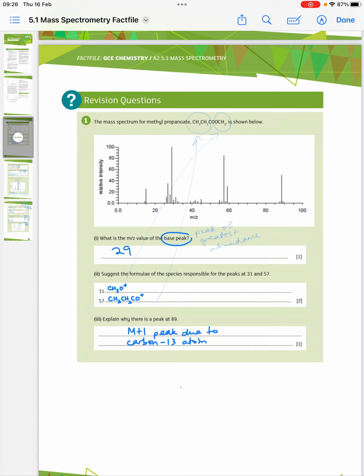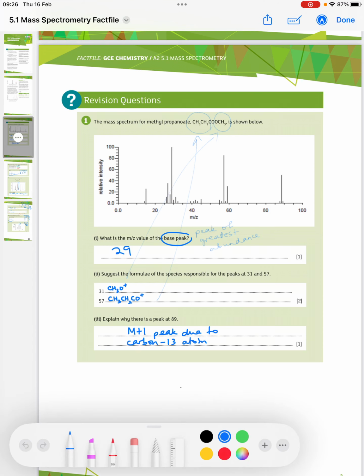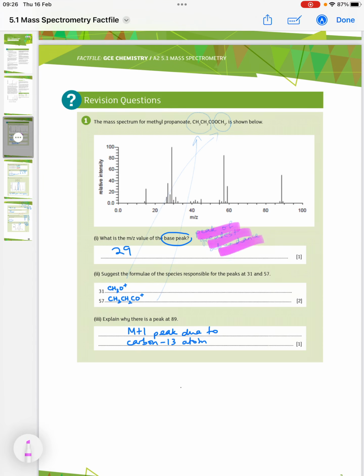So here we go. The mass spectrum for methyl propanoate is shown below. We have the formula, which is CH3CH2COOCH3. What is the m/z value of the base peak? So the base peak is, of course, the peak of greatest abundance. Okay, you can see here that the greatest abundance is this peak, and that comes in at 29.